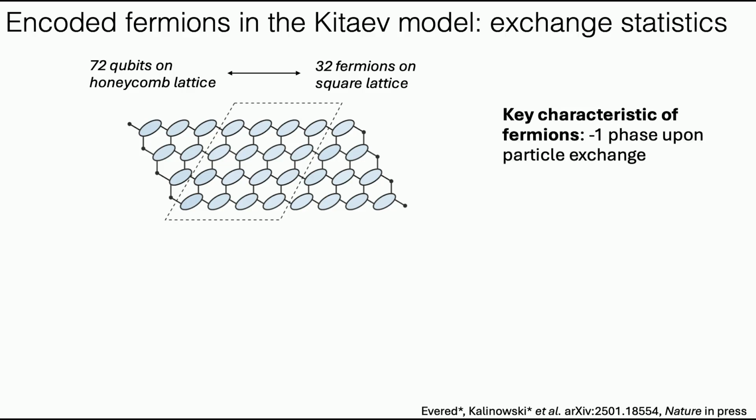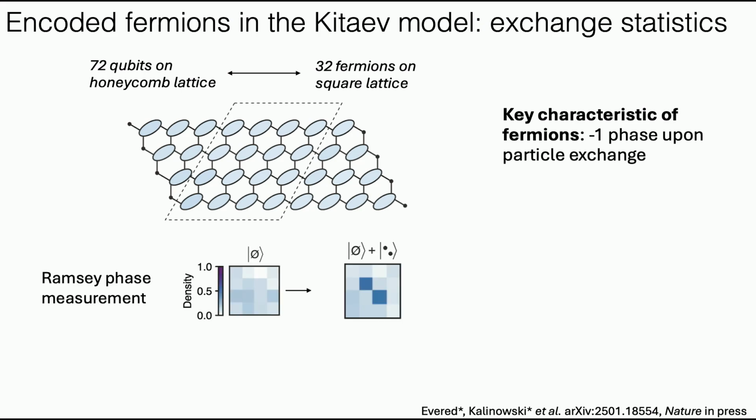And one of the characteristics of fermions is that when you exchange two of them, they pick up a -1 phase. And so we wanted to show that the encoded fermions in the system would pick up a -1 phase when you exchange two of them.